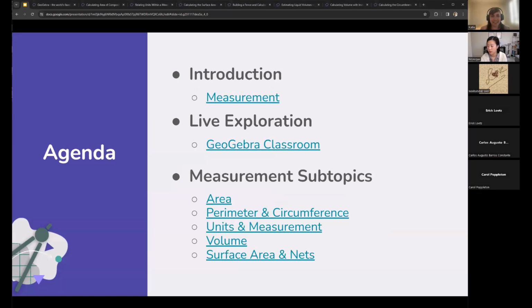All right, so today we're going to talk about measurement, and we're going to do a live exploration at the end in GeoGebra Classroom. And while there are many more subtopics in the area of measurement, we're going to focus on area, perimeter, and circumference, units of measurement, volume, and surface area, and nets.